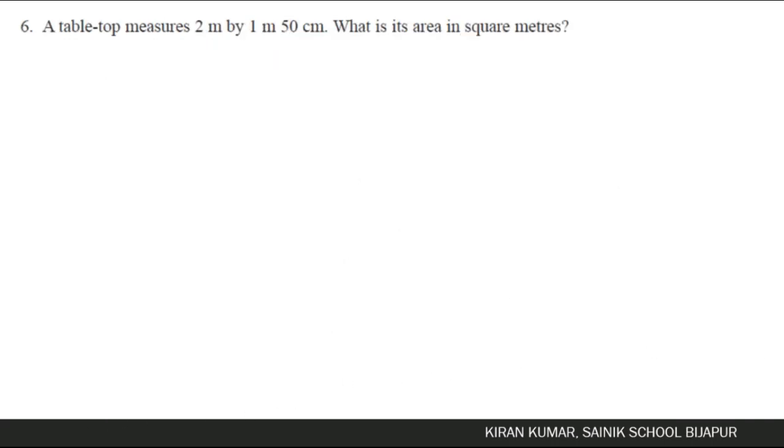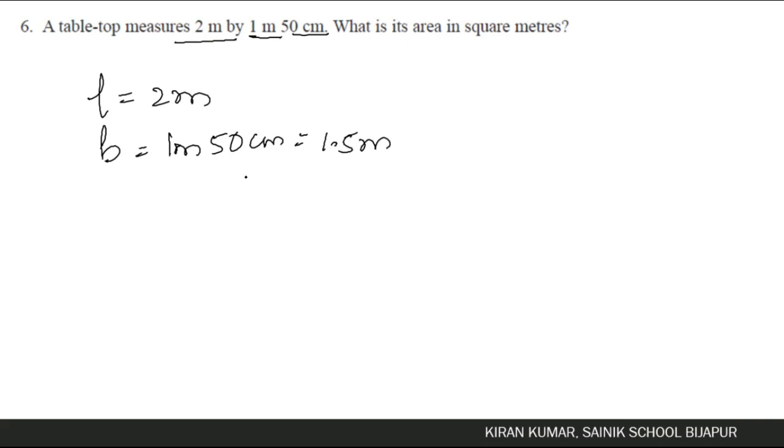Question 6. A tabletop measures 2 meter by 1 meter 50 centimeter. What is the area in terms of square meter? Here the length given is 2 meter and the breadth is 1 meter 50 centimeter, nothing but 1.5 meter. So the area is 2 times 1.5, which is equal to 3 square meters.